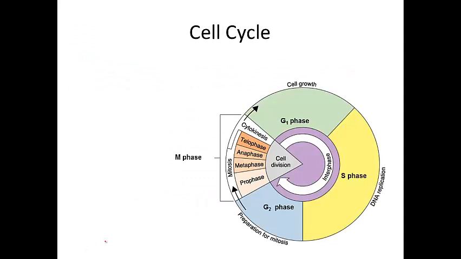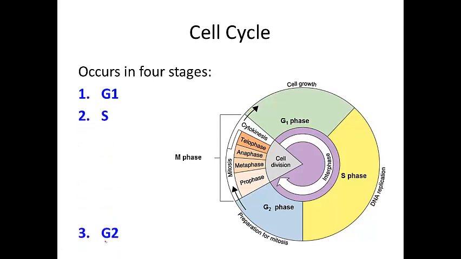The last part of your unit test will include the cell cycle, which is including everything from G1 all the way to mitosis. We learned that the cell cycle occurs in 4 different phases: G1, S, G2, and M. Briefly, let's talk about what happens in each stage.